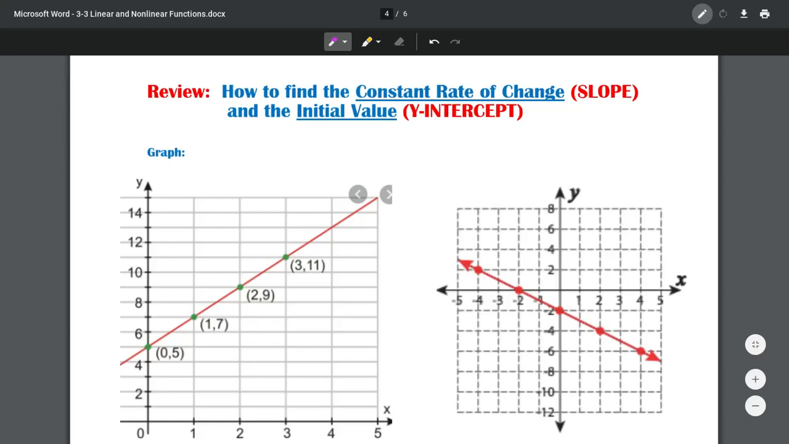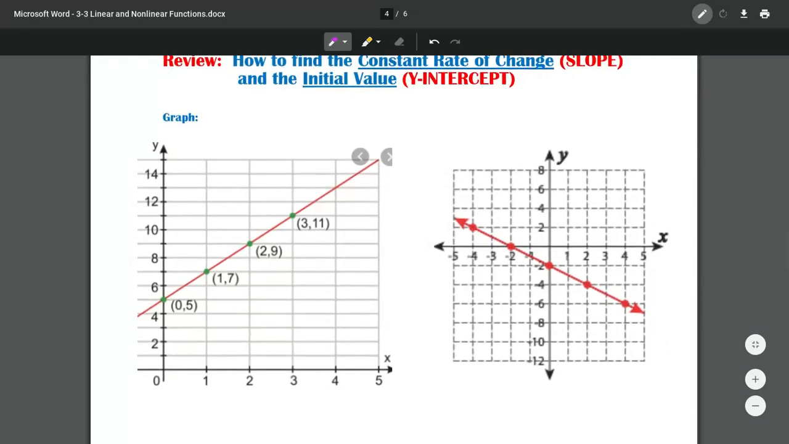As we are working with functions, the word problems we have come across are asking you to find the constant rate of change and the initial value. There is nothing else but the slope that we have been working on and the y-intercept. So let's review those concepts so it's easy to solve the function problems.